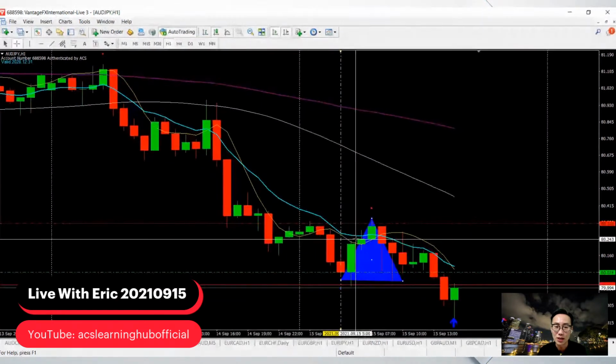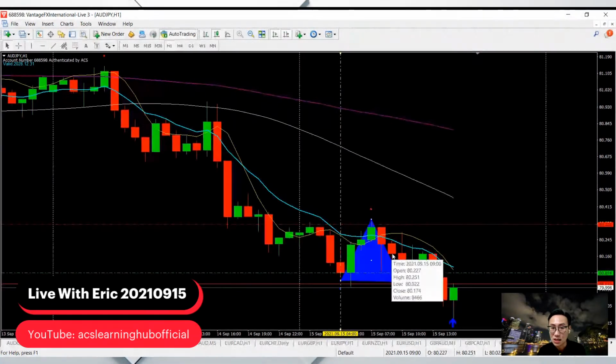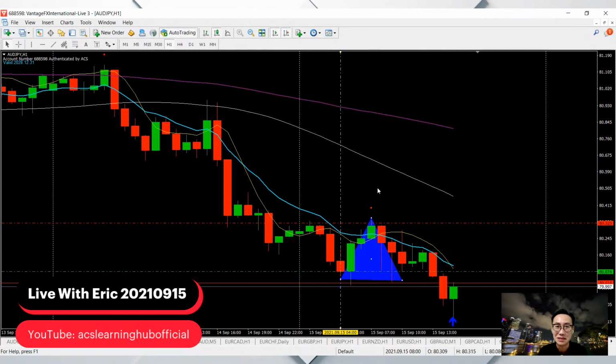Okay. So once you hit the TP, it may try to go and break the resistance. If it doesn't break and comes down, then you are lucky. But if it breaks, then you have to accept it.